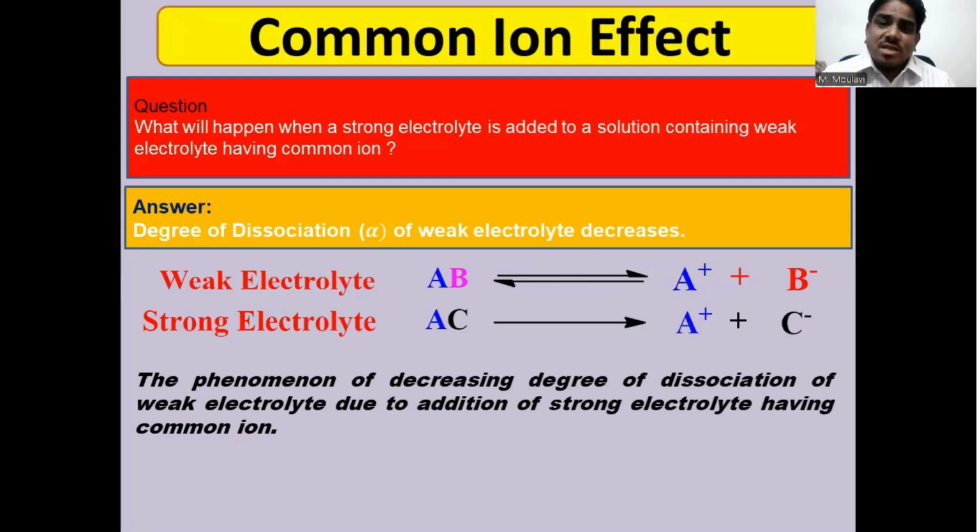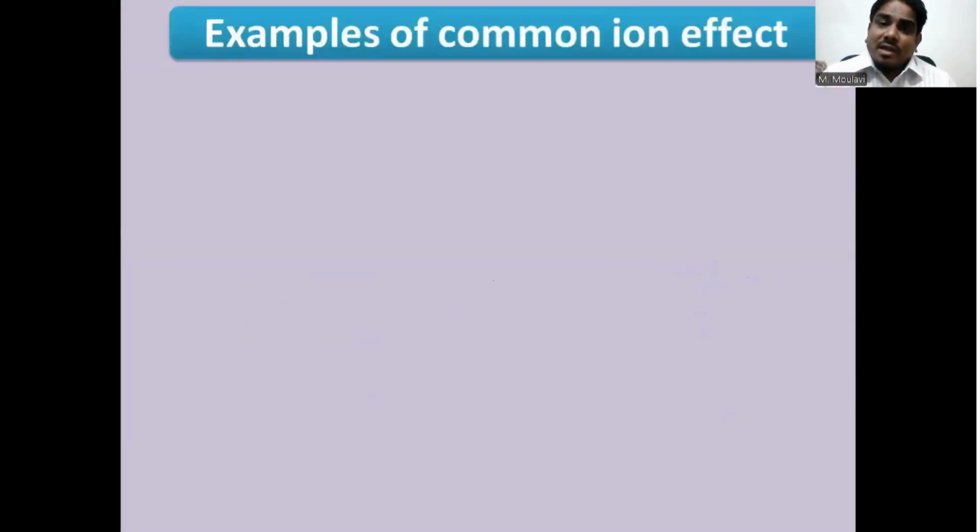So we define the common ion effect as the phenomenon of decreasing the degree of dissociation of weak electrolyte due to addition of strong electrolyte having a common ion. This phenomenon is related with controlling the concentration of common ion arising from the weak electrolyte and the strong electrolyte. As a result, the only way is to decrease the degree of dissociation of weak electrolyte. We will look at the examples of common ion effect.